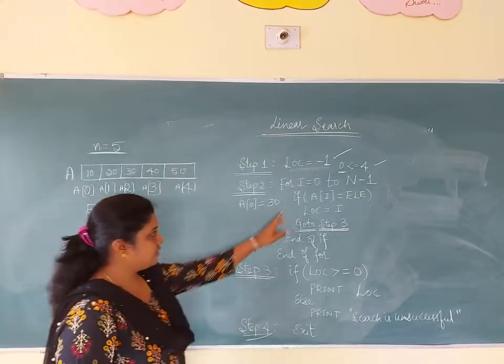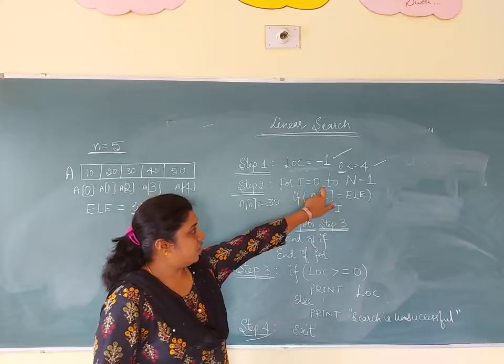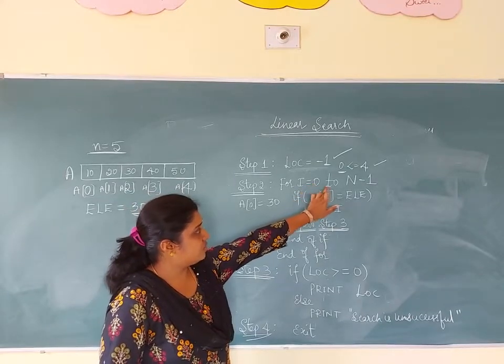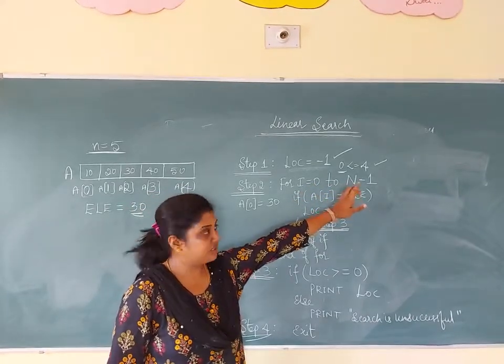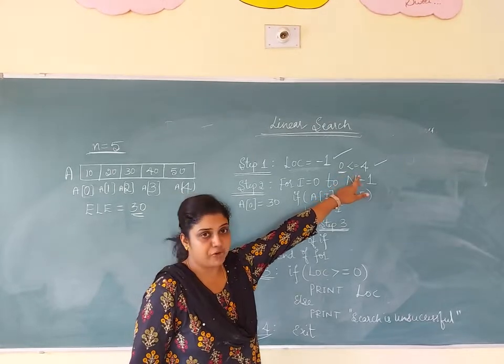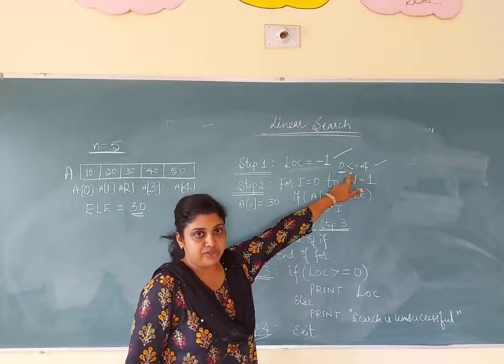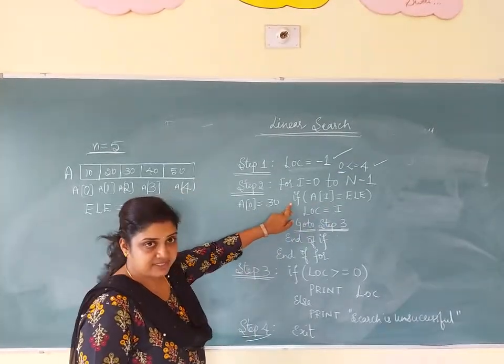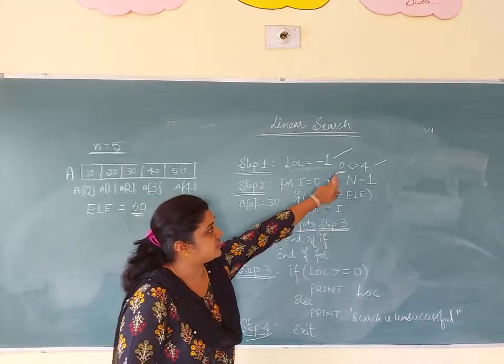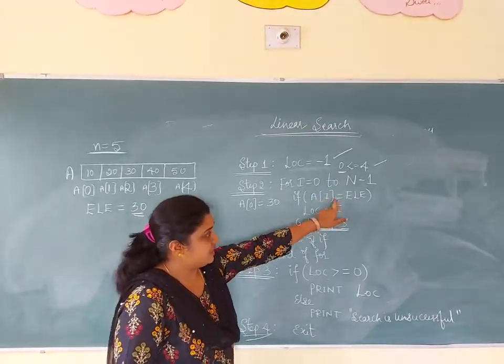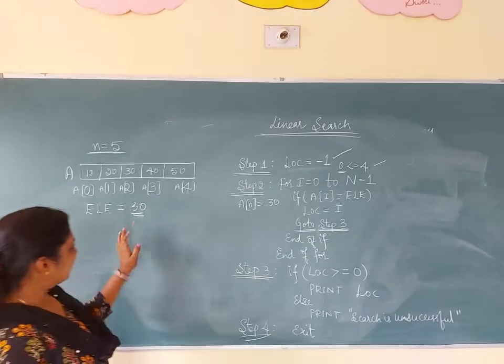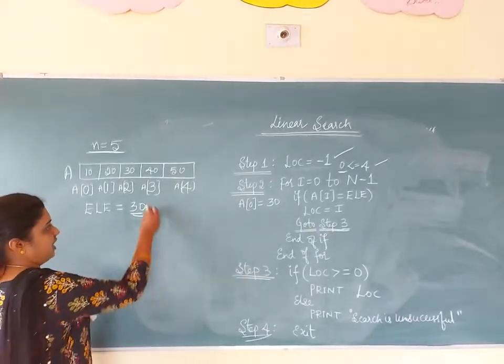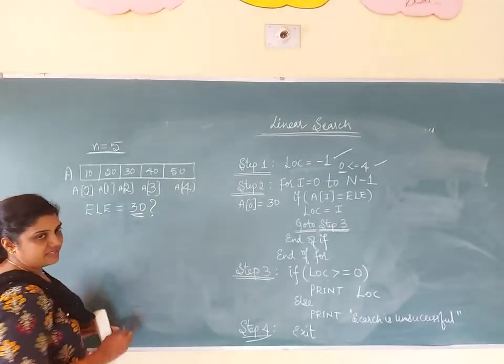So first I am going to take i equals to 0, is less than n minus 1, that is 4. That is 0 less than 4. Yes, the condition is true. If the condition is true, it goes to the next statement. If A of i, what is the i value? That is 0, is equal to element. Which element do I want to find? 30. I want to find whether element 30 is there or not.